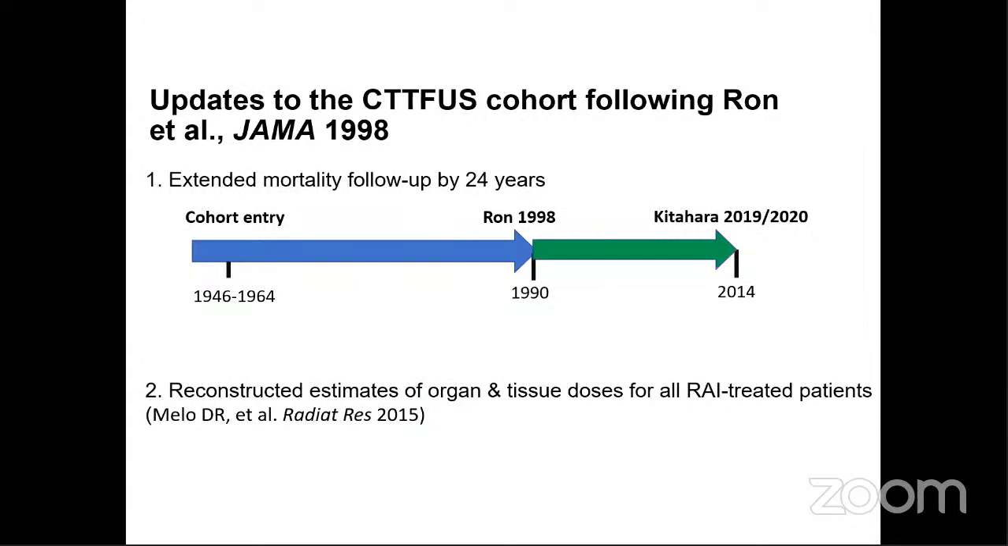So since this earlier publication, and really over the past 10 years, there were some important updates to the cohort. First, we extended the mortality follow-up by 24 years. So this allowed for a lot more cause-specific related deaths to be included in our 2019 and 2020 analyses. And there was also a major dose reconstruction effort led by Dunstana Melo in our group. These results were published in 2015 in Radiation Research.